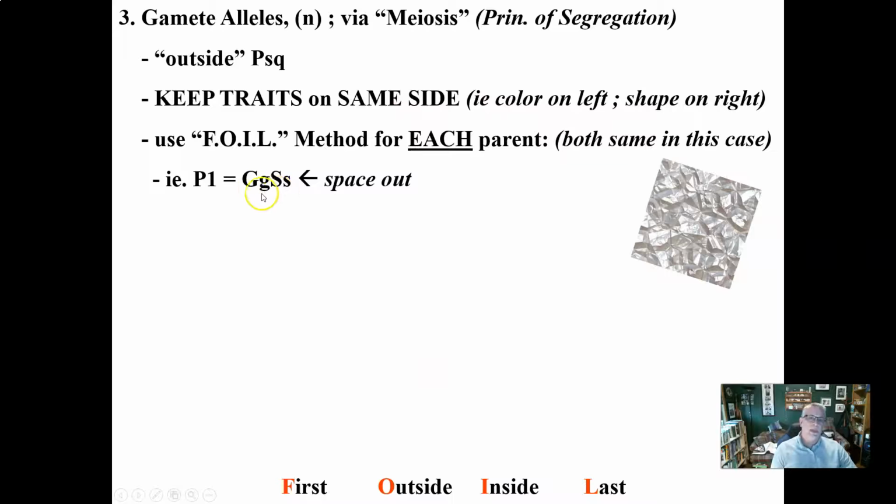Our first parent is big G, little g, big S, little s. The first thing I want you to do, on scratch paper, for example, not here, or in the space provided when you do actual problems, is take the genotype of that parent and spread it out, just like you see right here. Now comes the order. The F stands for first. The first what? The first 2 alleles of our traits. So that'd be big G and big S. So the first set of sex cell combinations will be big G, big S.